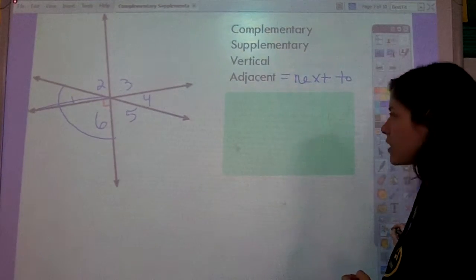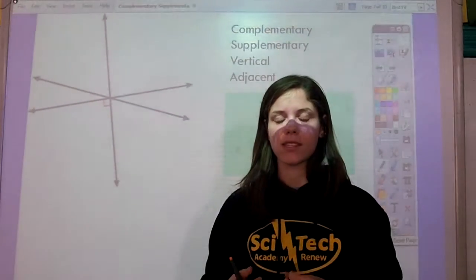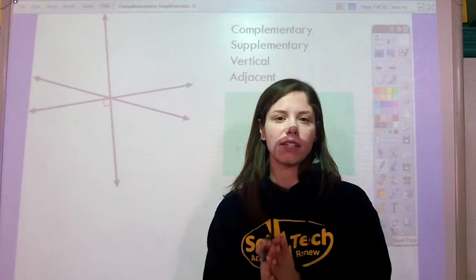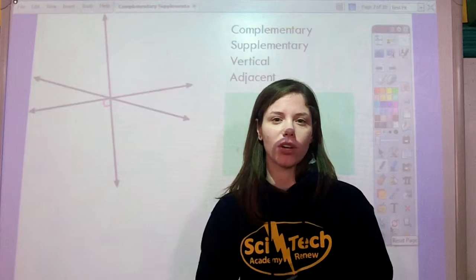There might be one that I missed in there, but I hope you get the point that adjacent means any angles that are next to each other. In your practice today, you'll just be identifying and practicing with these vocab words. Your turn.